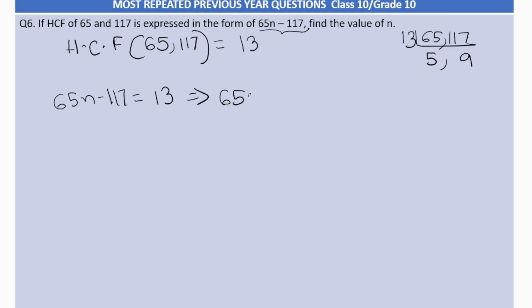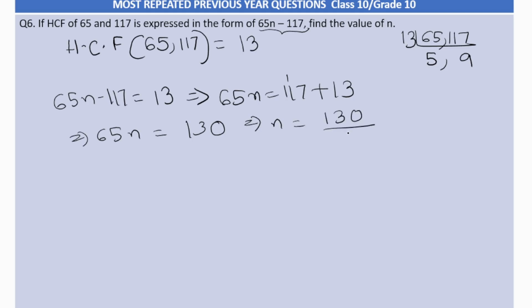So 65n is equal to 117 plus 13. Now this implies 65n is equal to 7 plus 3 is 10, then 1 gets carried over, it will be 3 here, 130. Therefore, n is equal to how much? If we divide 130 by 65, 65 ones are 65, 65 twos are 130. So, therefore, n's value is equal to 2.